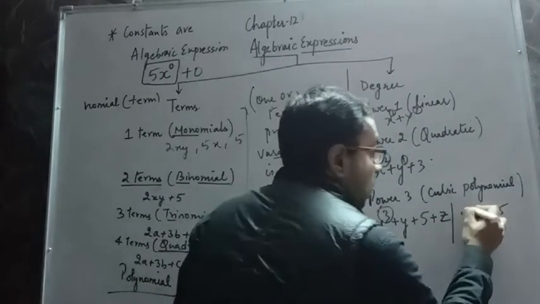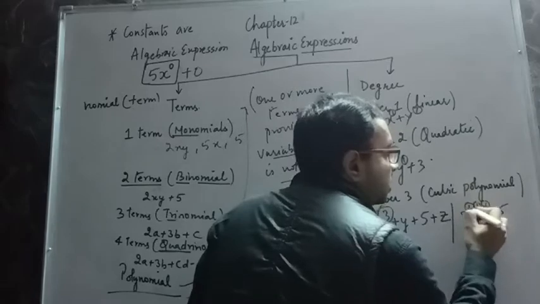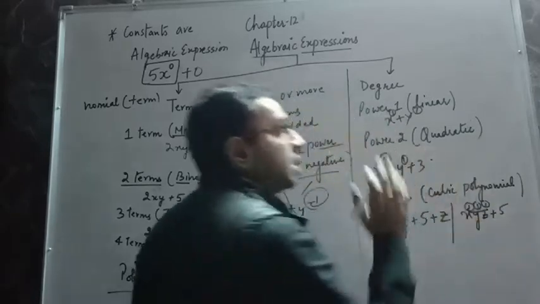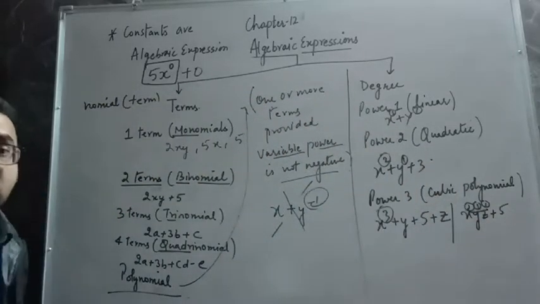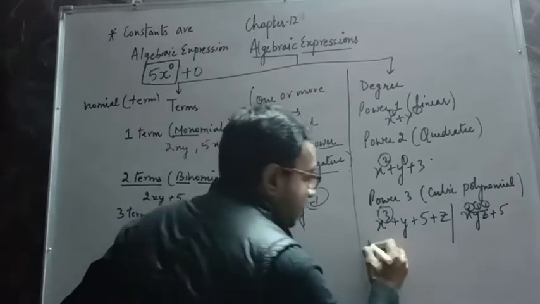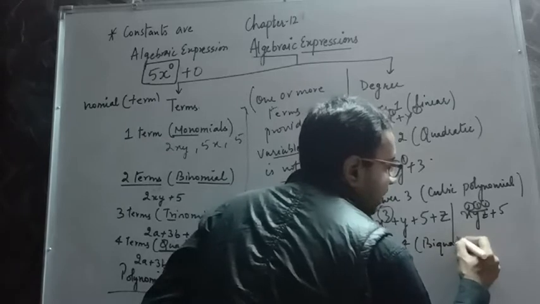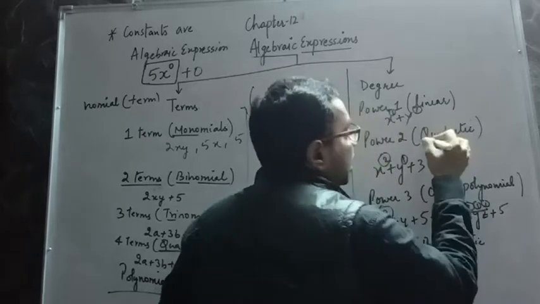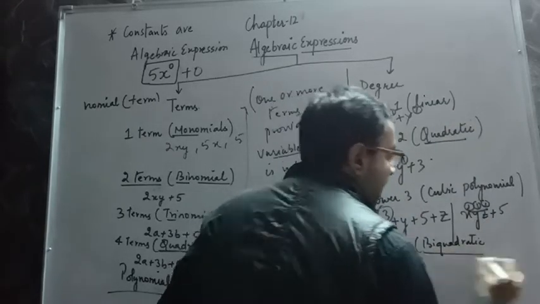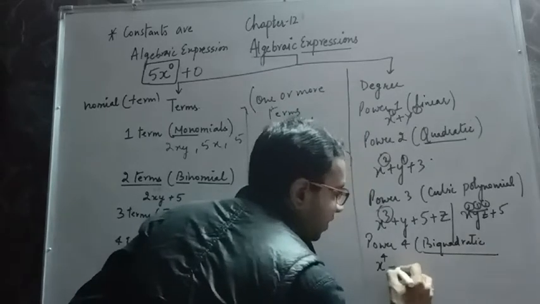Why? Because 1, 1, 1. What is the total degree? Total degree is 3. Hence, it's a cubic polynomial. We have to understand this. Next, power 4. Power 4 is known as biquadratic, because quadratic means 2, 4 means 2 into 2, biquadratic. For example, x power 4 plus y.